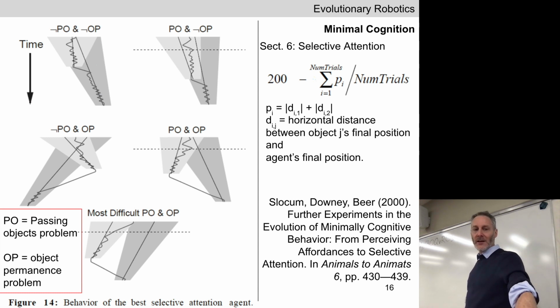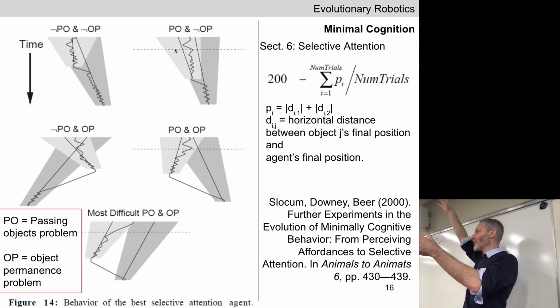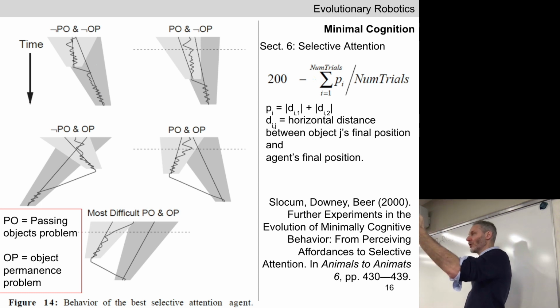When does this passing objects problem occur? The dashed horizontal line. The dashed horizontal line is telling us the moment at which the further object, which is falling faster, passes the closer but slower moving object. Yeah? How is the robot doing?